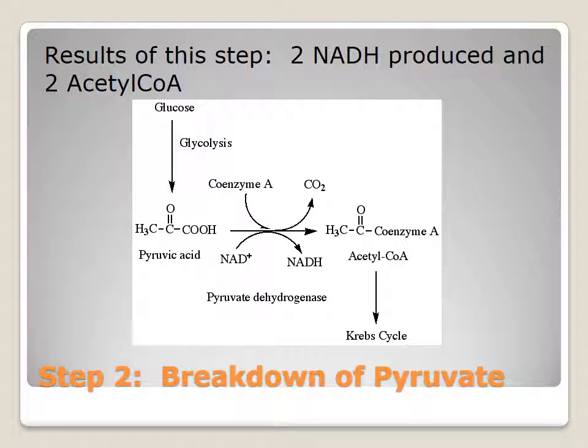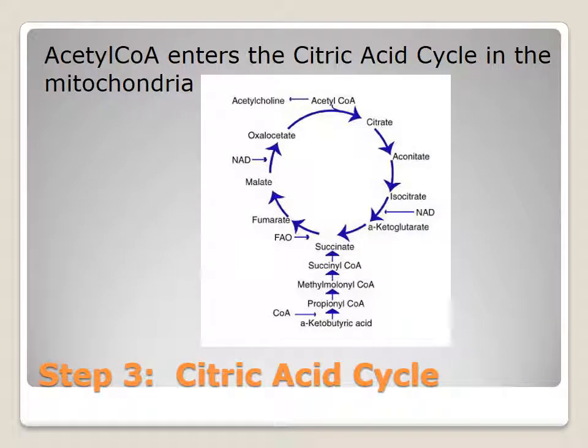Two more steps to go, and then we're done. Next, we enter into what's called the citric acid cycle, or the Krebs cycle, named after Hans Krebs. So what's going to happen here is that acetyl coenzyme A enters into a cycle. It goes in a big circle. Acetyl coenzyme A produces citrate to aconitate to isocitrate to alpha-ketoglutarate to succinate to fumarate to malate to oxaloacetate back to acetyl coenzyme A.